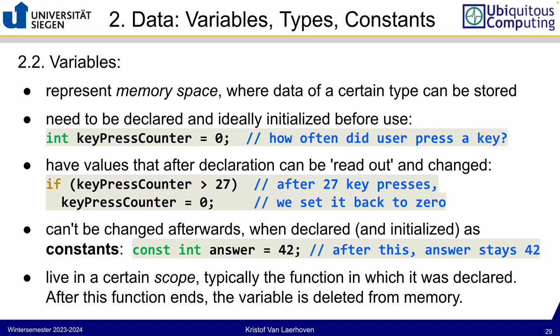If you're in a function, this is how we'll see this in the beginning: for this function, this variable will be alive, and as this function ends, this variable will be gone. That will become very important later.